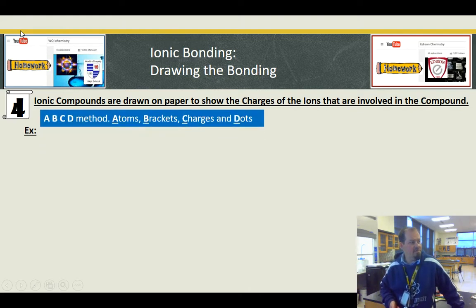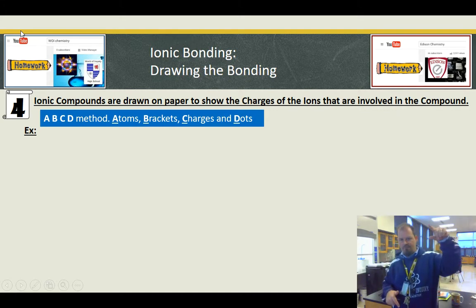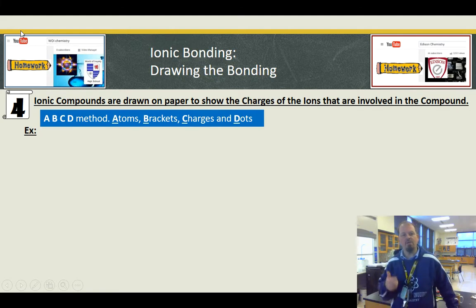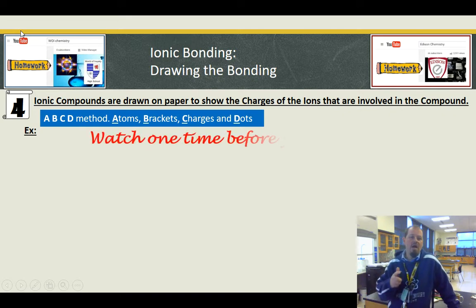First, the ABCD method is an acronym for atoms, brackets, charges, dots. Atoms are the symbols. Brackets are literally brackets around them. Charges go in the upper right-hand corner, which is this side for you, plus or minus 1. And then dots are the electrons. We learned how to do Lewis dots in the past. This is basically a Lewis dot for an ionic. So let's check this out.